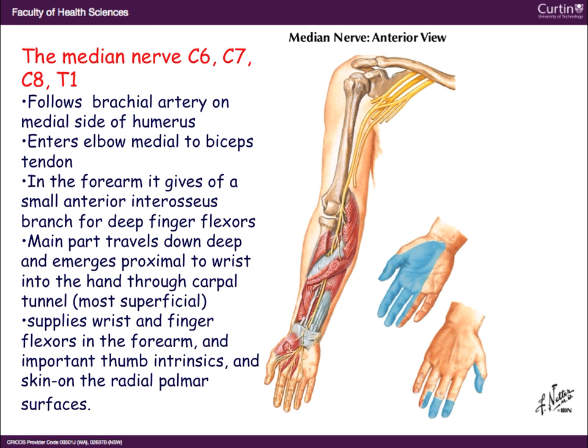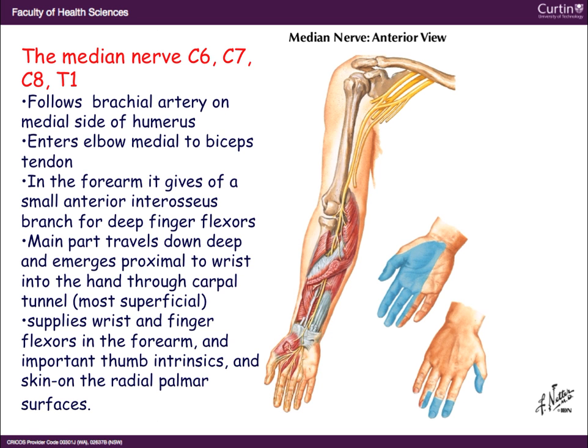And the first one we're going to talk about is the median nerve. So you can see that it generally follows the course of the brachial artery and it enters the elbow medial to the biceps tendon. And then once it gets just slightly proximal to the interosseous membrane, it gives off a small interosseous branch. And that's the one just there. And this interosseous branch will go to the deep finger flexor muscle. So it will go to the flexor digitorum profundus muscle.